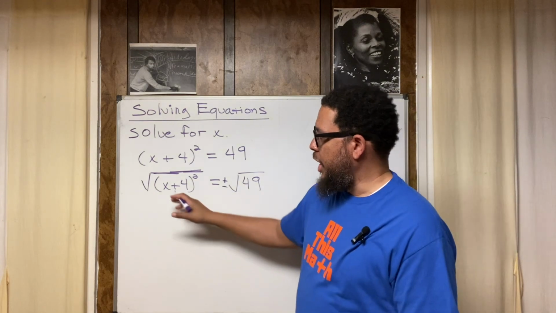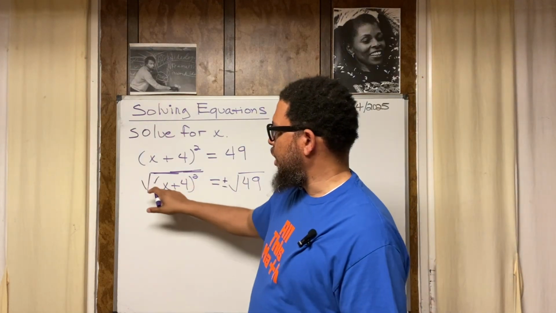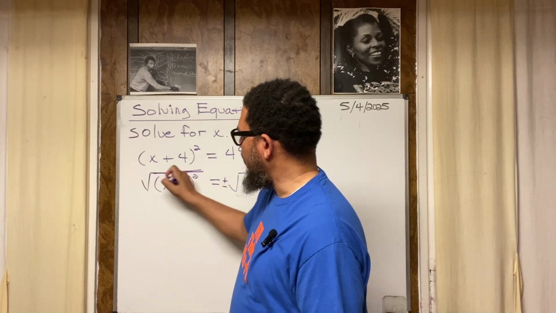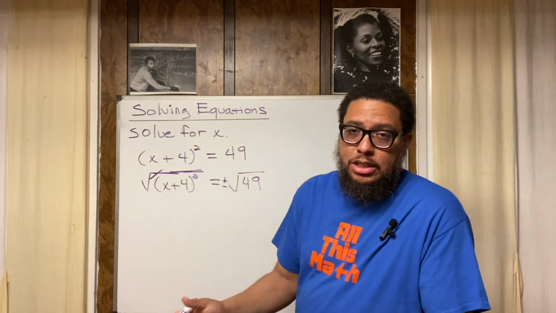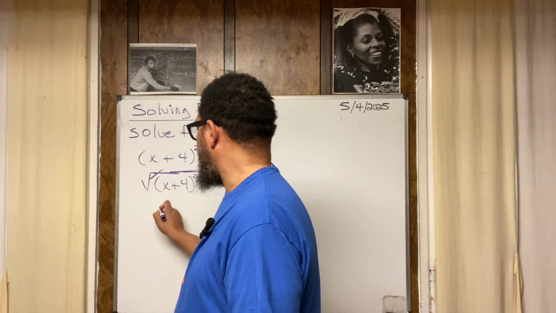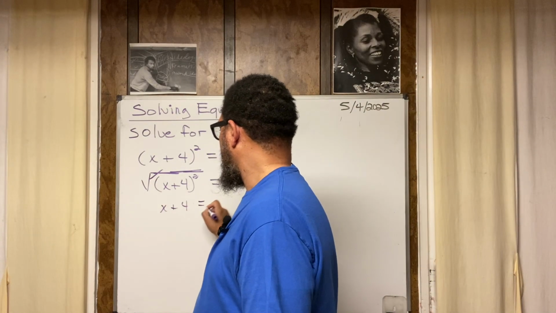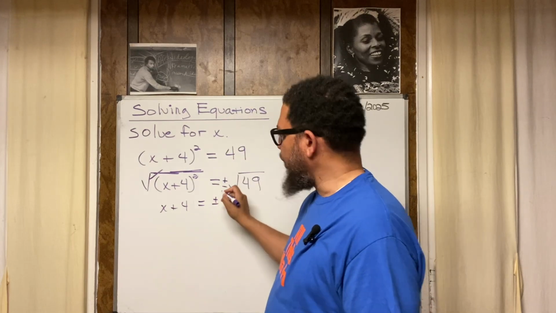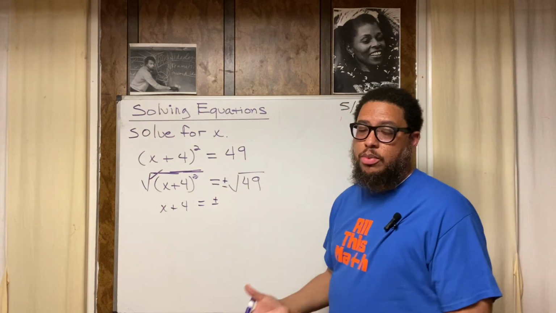Now what happens with this exponent 2 and this radical sign? They basically cancel each other out because they're inverses of each other. So that leaves us with what? x plus 4 is equal to plus or minus. Don't forget the plus or minus symbol. And then what is the square root of 49?